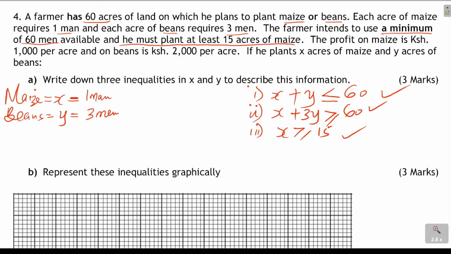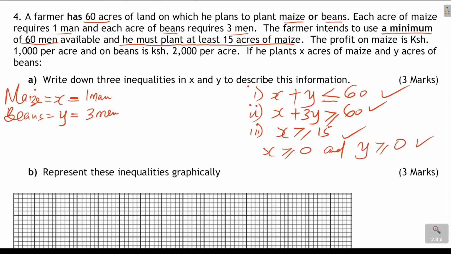From the other statement, the profit on maize is 1,000. That one will not have any inequality. We are going to get the objective function from that statement. Now, the other inequalities that we can add, since we are talking about the acres of maize and beans, they should be non-negatives, and we can add these, that the acres of maize should be greater than or equal to 0, and the acres of beans should be greater than or equal to 0. So they should be non-negatives.